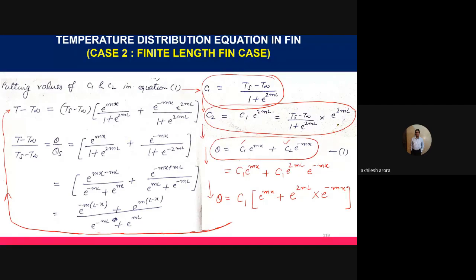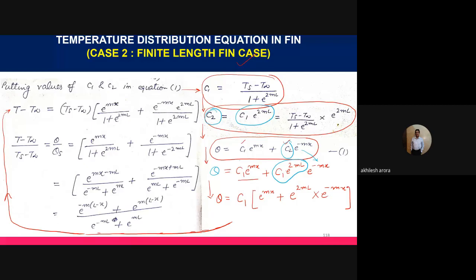The first case is the finite length fin with the end as insulated. So this is the temperature distribution equation. What we did here, I have written it as c1 e raised to power mx, and instead of c2, now I know that c2 actually is equal to c1 e raised to power 2ml. So instead of c2 I have put here c1 e raised to power 2ml, and this is the term which was multiplied here, e raised to power minus mx. So this is the value of theta here.